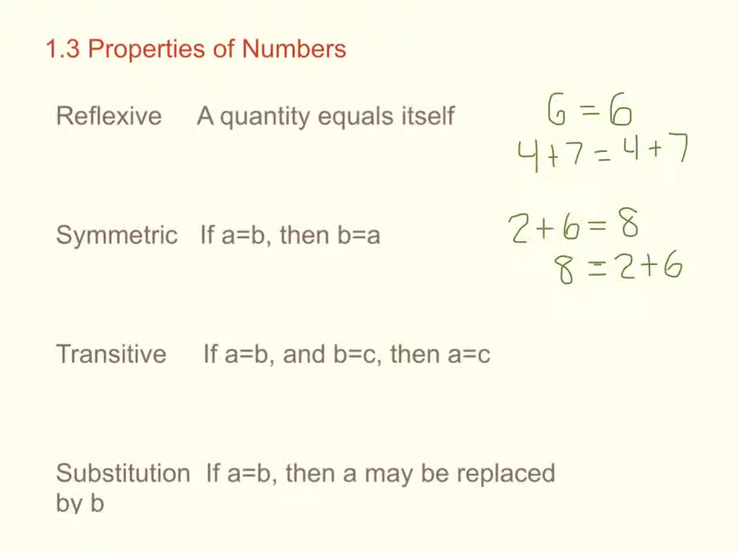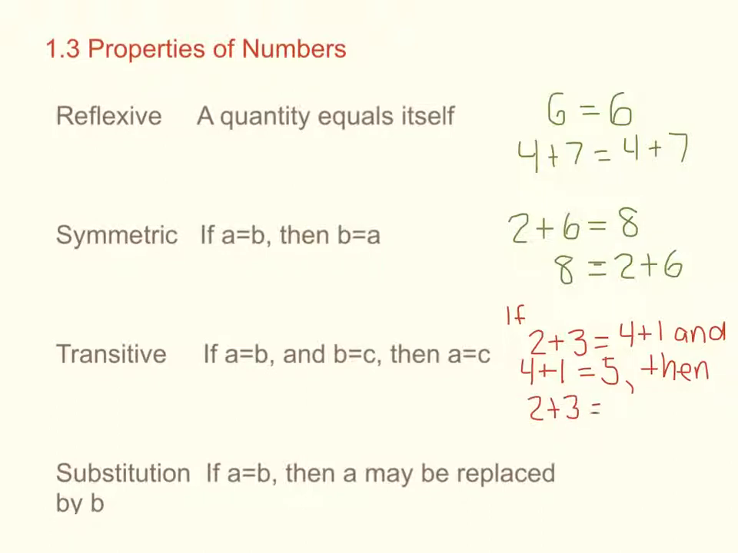The next one we have is transitive. And transitive always has three things in it. So it's like saying if 2 plus 3 equals 4 plus 1, and 4 plus 1 equals 5, since those two things are the same, that means that they must be equal. So then 2 plus 3 must also equal 5. Okay, so it's kind of like a little train is kind of how I think of transitive.